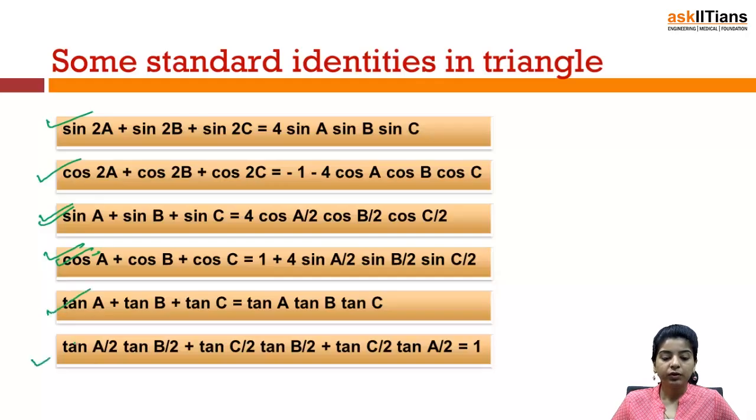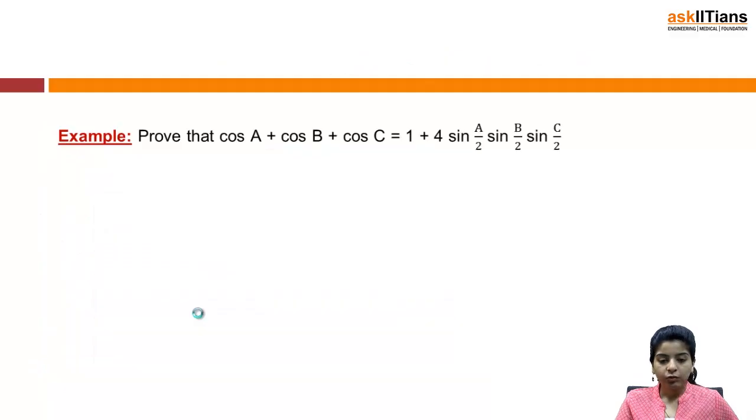Tan A plus tan B plus tan C is tan A tan B tan C. Tan A/2 tan B/2 plus tan C/2 tan B/2 plus tan C/2 tan A/2 is equal to 1. See, trigonometry is overflooded with formulae, so you'll have to practice a very good number of questions because it is not possible to memorize such a big list, right?